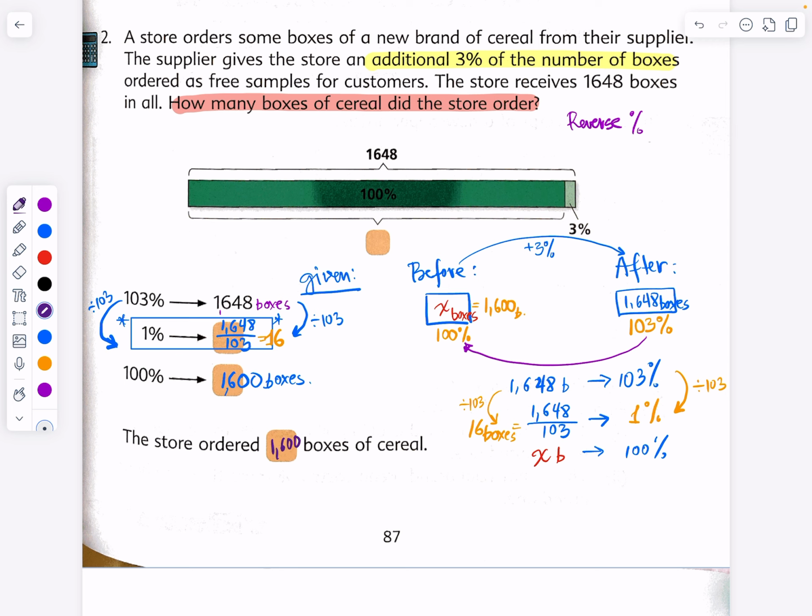I call them reverse percentage problems because we need to figure out what was the quantity ordered before. I hope you found this problem helpful.